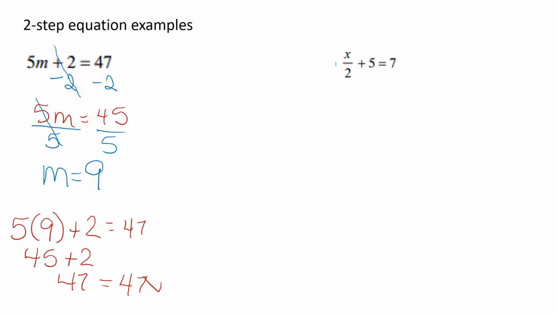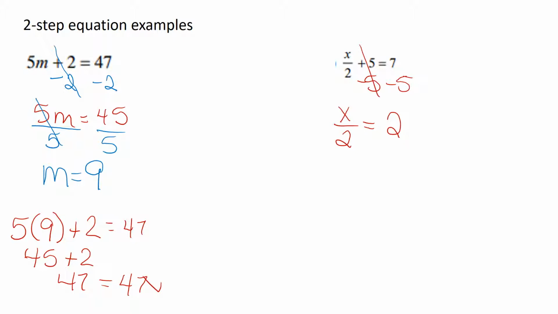Moving on to the second example, x over 2, or x divided by 2, plus 5 equals 7. I need to get the variable by itself. First thing I want to do is get rid of the addition or subtraction. So I'm going to subtract 5 on both sides, causing that to cancel, leaving me with x over 2 equals, and then 7 minus 5 would give me 2.